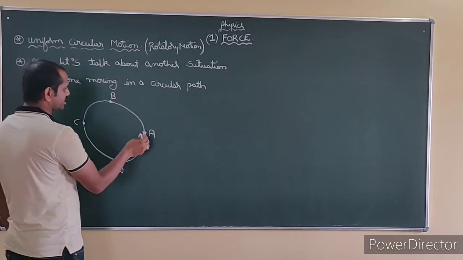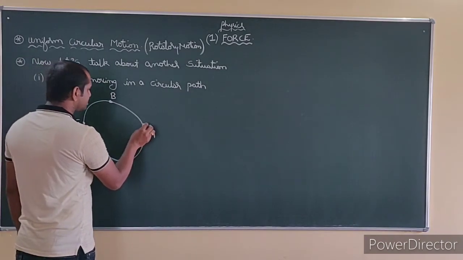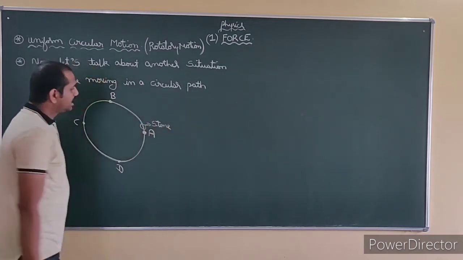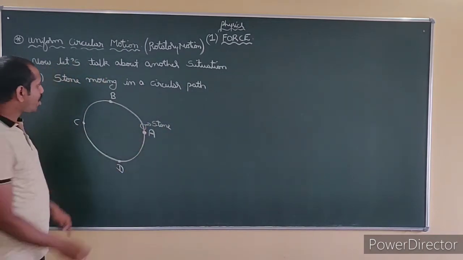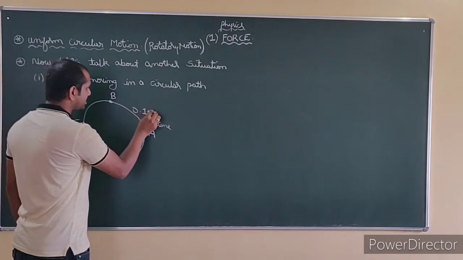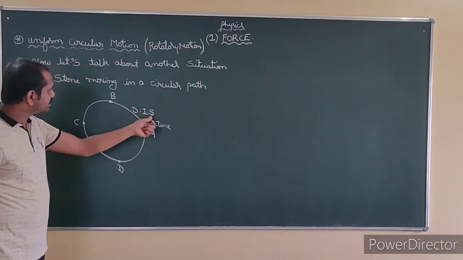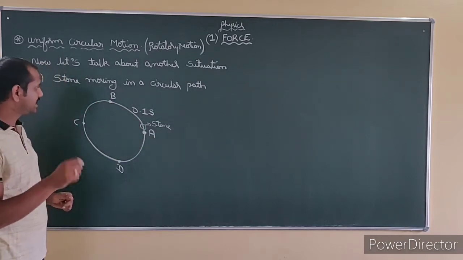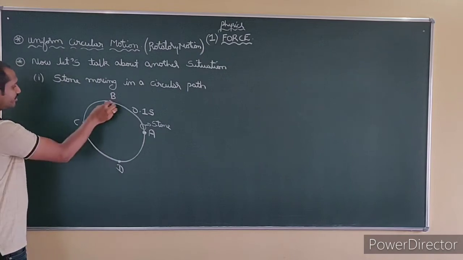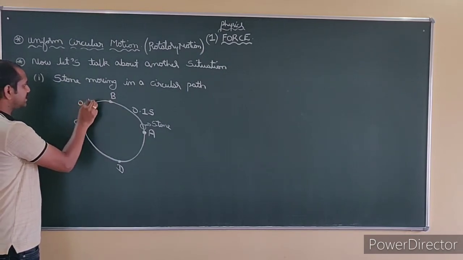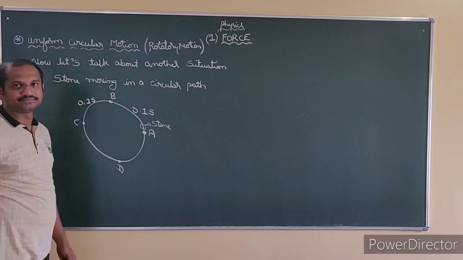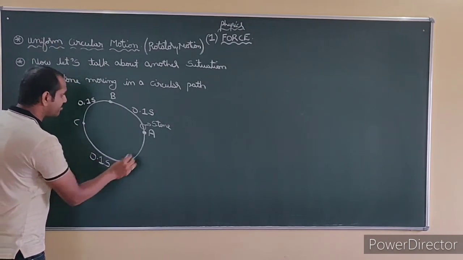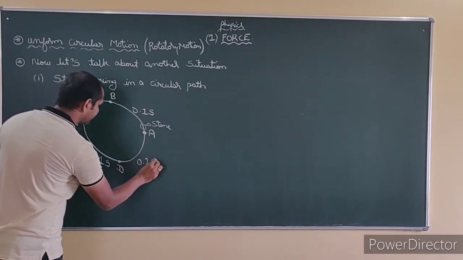I am considering the situation. Now, consider a stone which is moving. This is the stone. The stone takes 0.1 seconds to move from A to B when you are rotating it. Again, when it is moving from B to C also, it takes 0.1 second. From C to D also, it takes 0.1 second. From D to A also, 0.1 second.